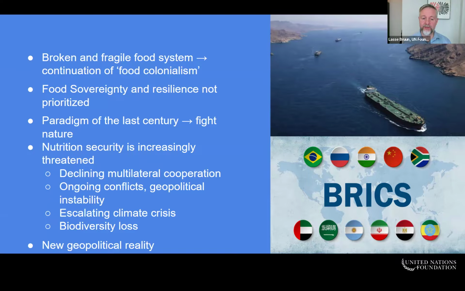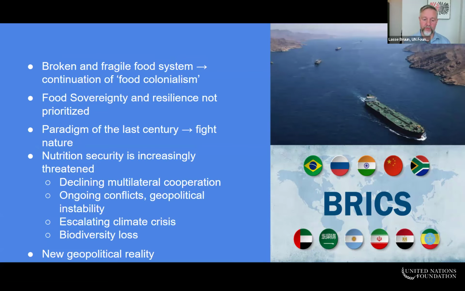We have seen a decline in multilateral collaboration over the last couple of years, quite steeply. We have ongoing conflicts and geopolitical instability. You will see the picture here is the Strait of Hormuz, and you all know how that has affected the global trade market. We also have an escalating climate crisis that makes it more difficult to grow food, and we have to relocate and redefine how we grow food. And of course, as was mentioned by Peter as well, we have massive issues with biodiversity loss, which is sad in itself, but also affects the way we grow food.